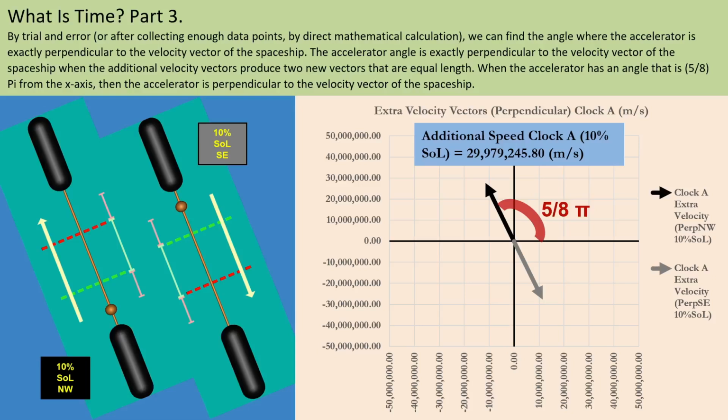By trial and error, or after collecting enough data points by direct mathematical calculation, we can find the angle where the accelerator is exactly perpendicular to the velocity vector of the spaceship. The accelerator angle is exactly perpendicular to the velocity vector of the spaceship when the additional velocity vectors produce two new vectors that are equal length. When the accelerator has an angle that is 5/8 pi from the x-axis, then the accelerator is perpendicular to the velocity vector of the spaceship.